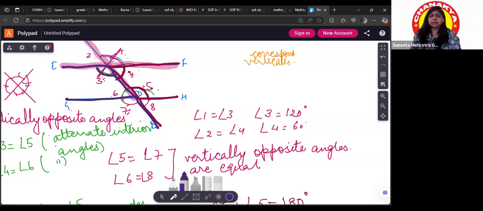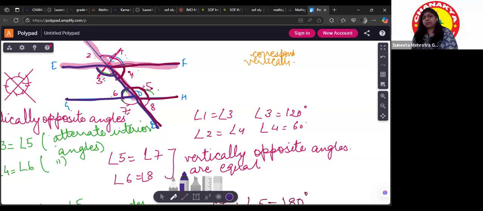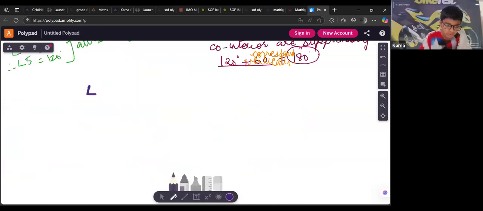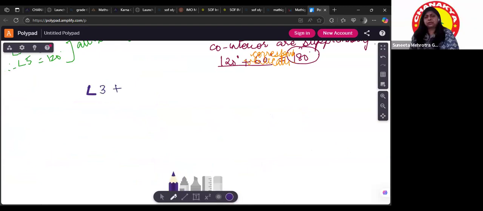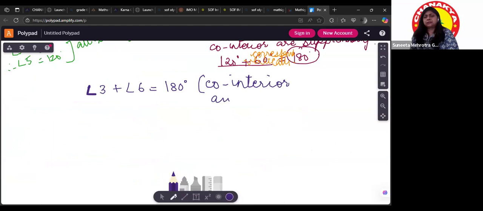Angle 3 and angle 6. What are these two angles? Angle 3 and angle 6, same position. Angle 3 plus angle 6 is equal to 180 degrees. What is the reason? Every time you have to write the reason. Co-interior angles are supplementary.